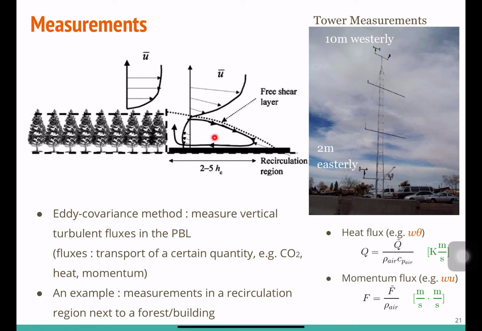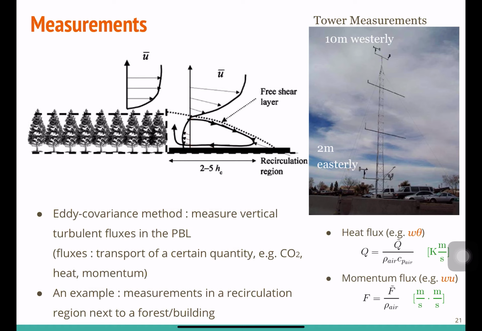It could be due to buildings or trees or forests next to this tower. It's possible that they have opposite directions because of the modulation of this forest on the wind profile. So there is a recirculation region in here.